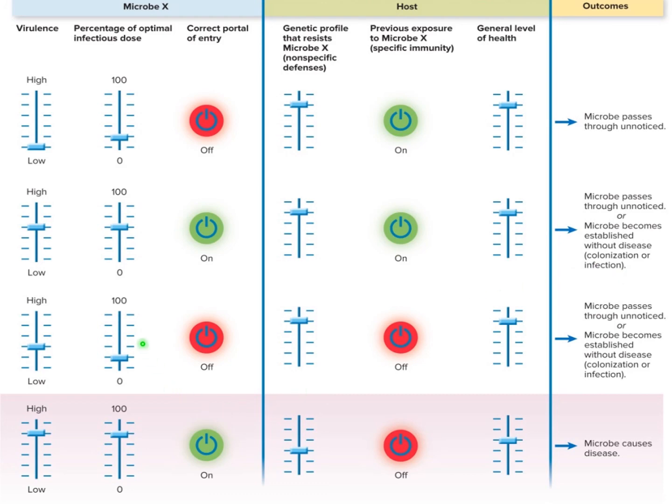Now, if we have a medium virulence and a fairly low dosage and the correct portal of entry is not present, but we have an immune compromised patient, again perhaps the microbe may pass through unnoticed, or become established without disease. But if virulence is high, infective dose is high, portal of entry is open, and the patient is immune compromised, then most often microbes will cause disease.